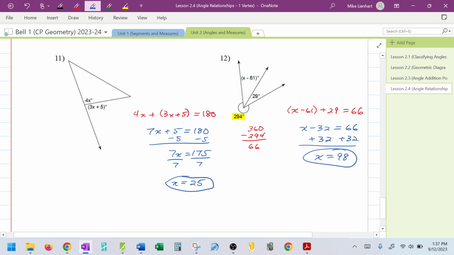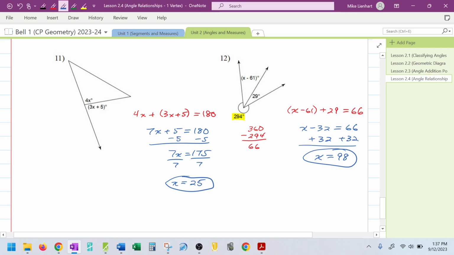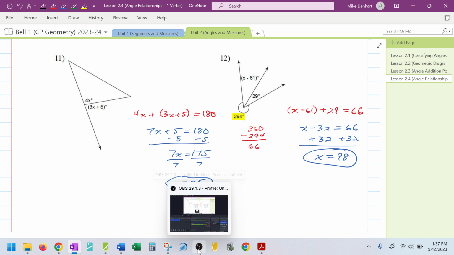I hope this helps. Remember, you can always pause, rewind, do stuff like that. Put the example problem up there as you're doing your homework. Just please take your time and get the assignment finished. Good luck.